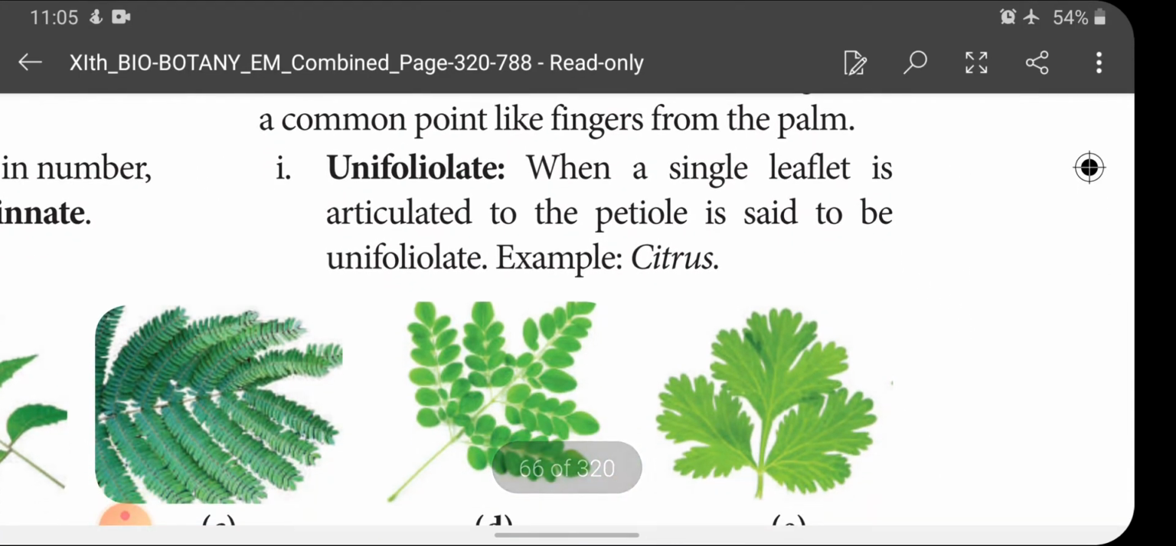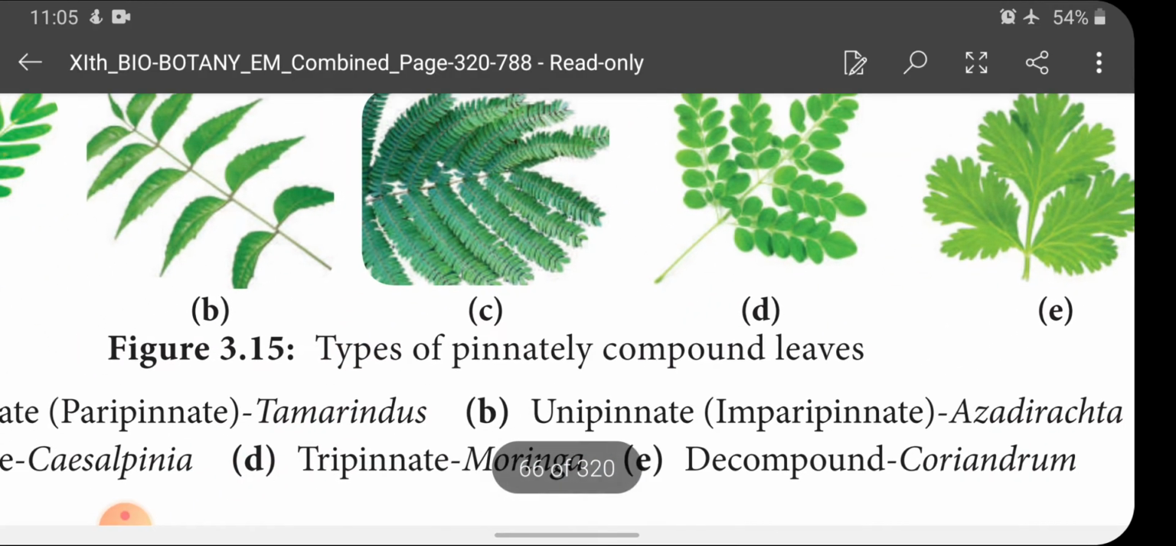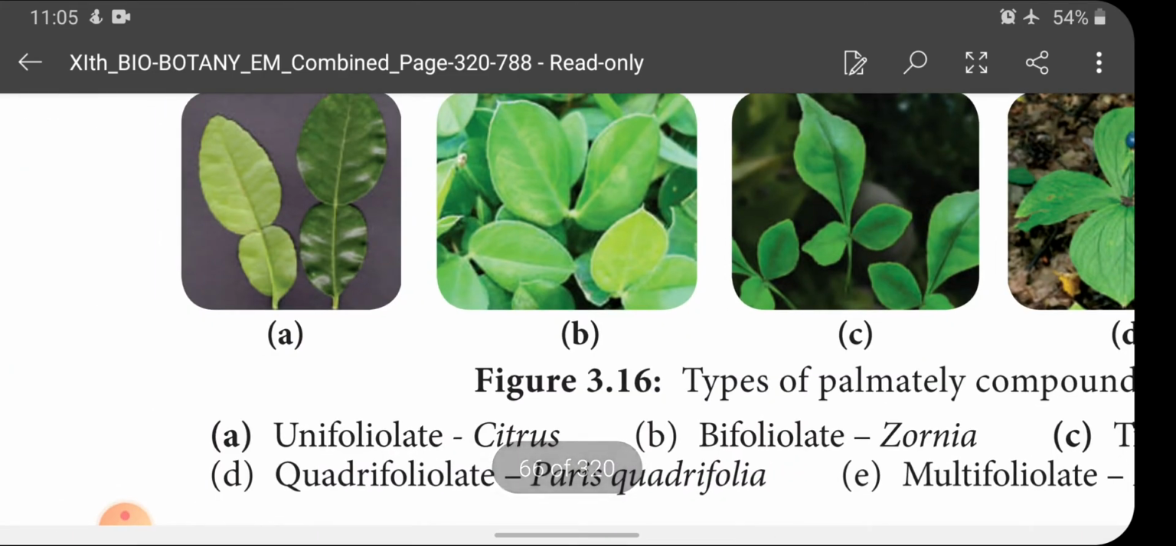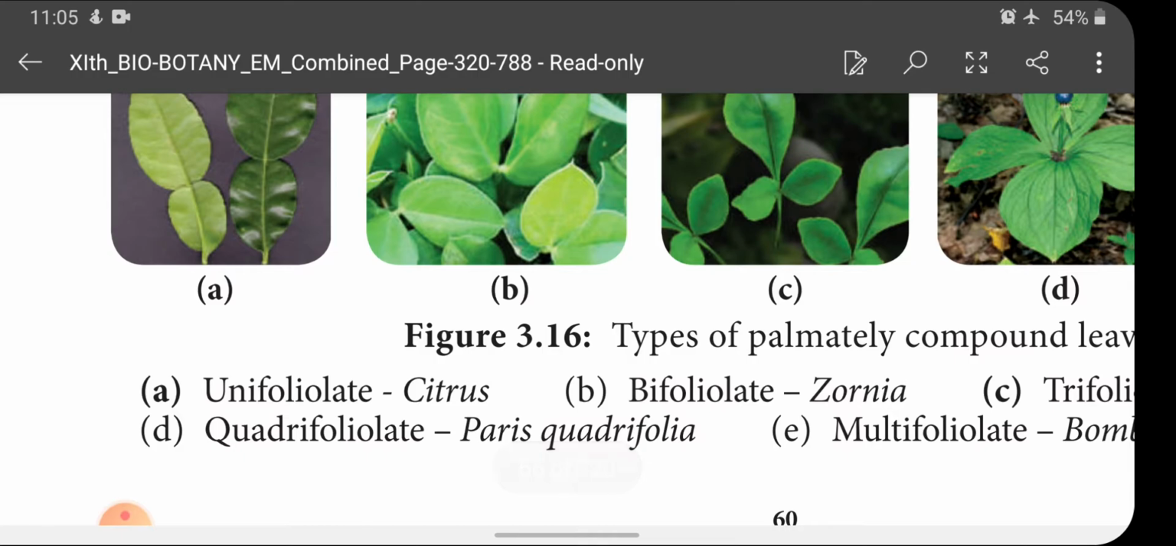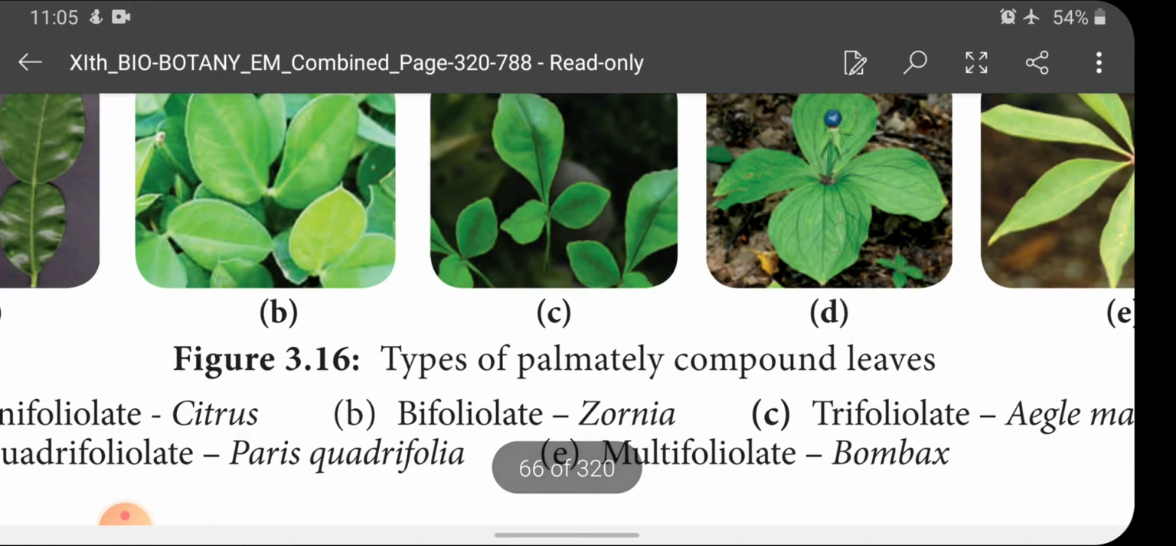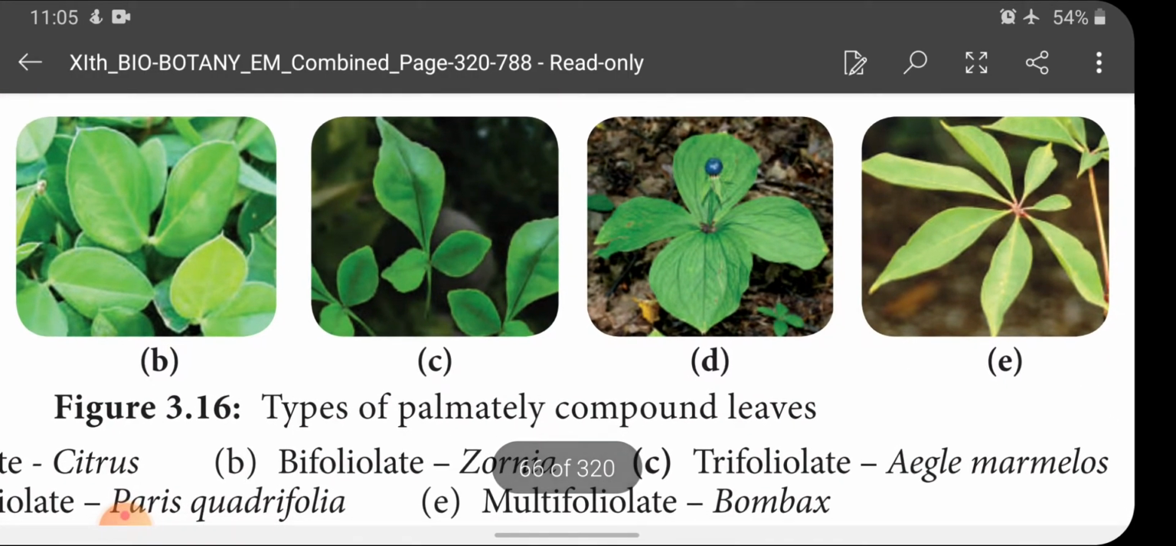Here, unifoliate. When a single leaflet is articulated to the petiole, it is said to be unifoliate. Example: citrus. Okay, right? See here, you can see the unifoliate leaves. And bifoliate, two leaves. If three leaves are present at the terminal end of the petiole, it is called trifoliate.